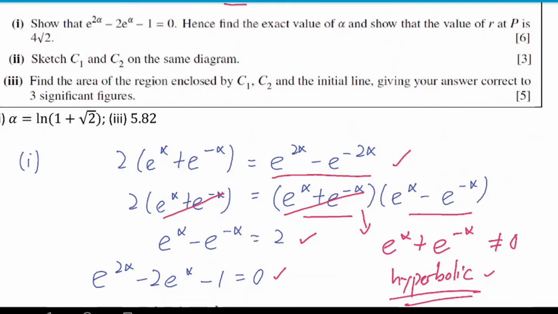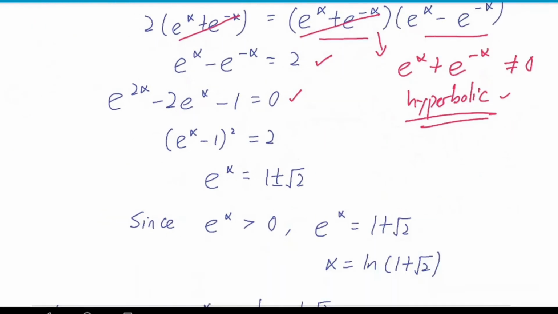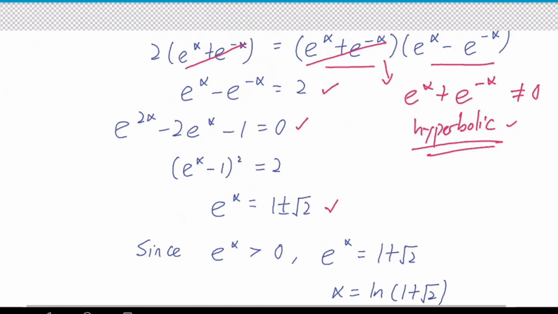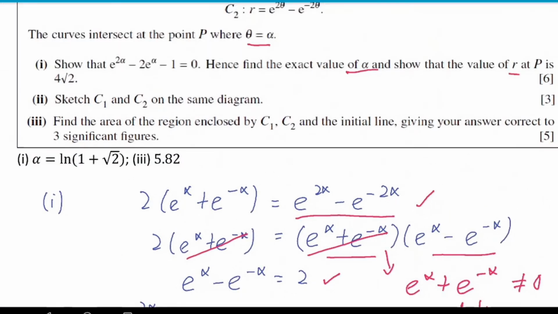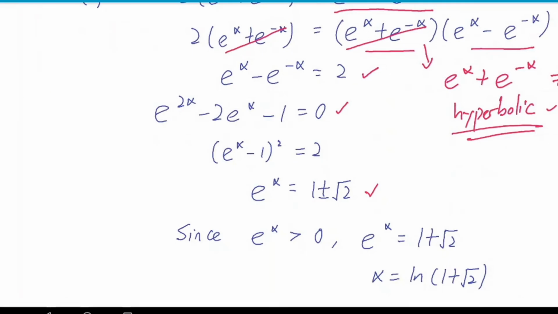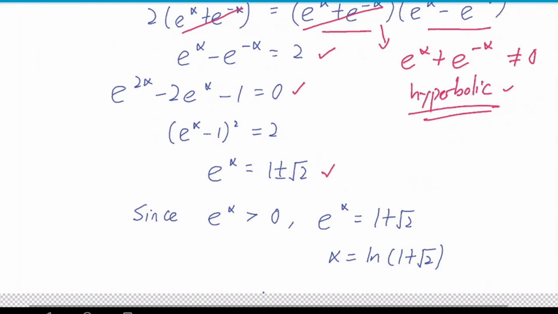So we have already found that. And then, okay, find the exact value of alpha and show that the value of R is 4 root 2. It's trying to guide us, giving 6 marks here. So solve for the value of alpha. Of course, we can use... did I do it wrongly? Oh, no, sorry. I thought I did it wrongly.